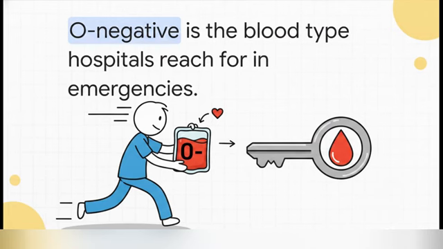The real-world application of this is just staggering. O-negative is the blood type hospitals instinctively reach for in dire emergencies when there's literally no time to test a trauma patient's blood. When seconds count, O-negative is the ultimate biological skeleton key that can safely save anyone's life.